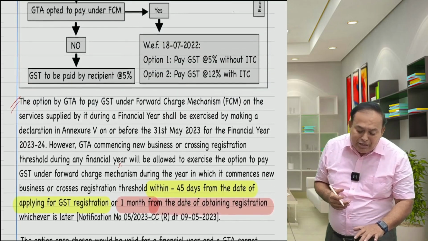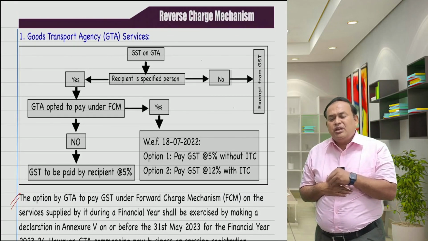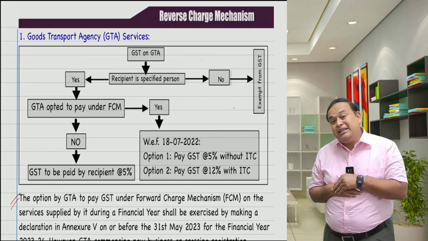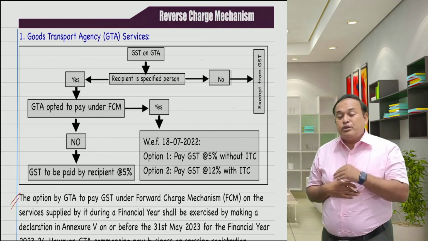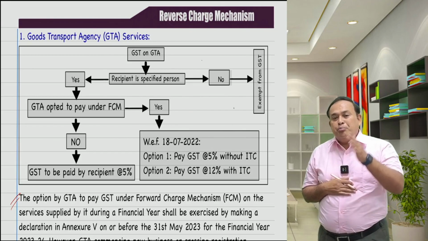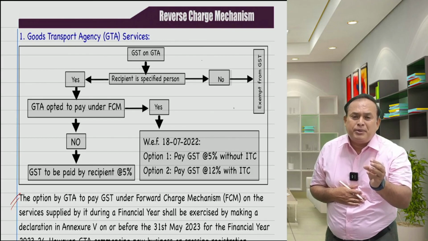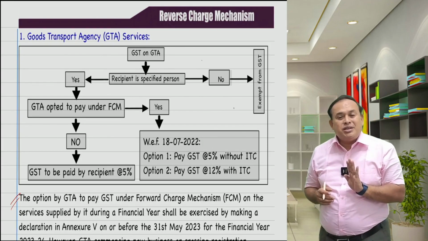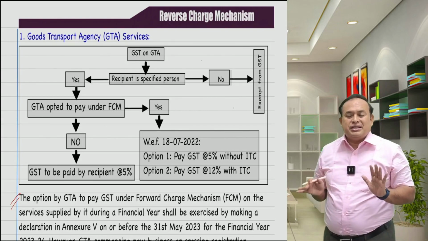Now assume a scenario where the GTA has chosen forward charge. From 18th July 2022 onwards, two rates are available for them to pay GST under forward charge. Pay 5% GST, that is 2.5% CGST and 2.5% SGST, and don't ask for any input tax credit.